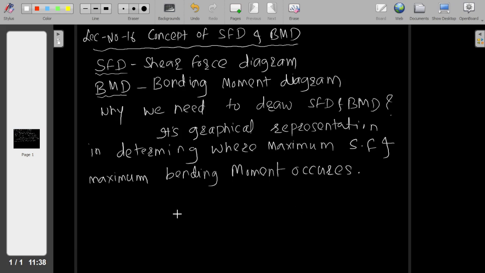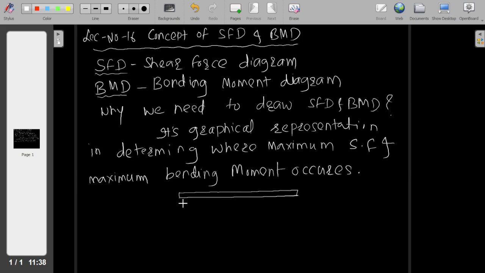Why do we require this maximum SF and BM? Suppose I have a beam like this, let me draw a figure so that you understand. I will take it a little more up, so that I can draw the shear force and bending moment diagram below it as well. In detail we will see later, but in the introduction I will tell you why. This is my beam, it may be rectangular, it should be prismatic.